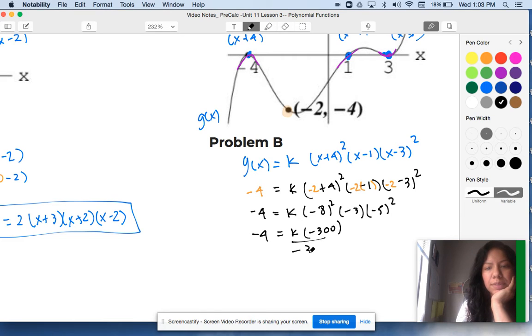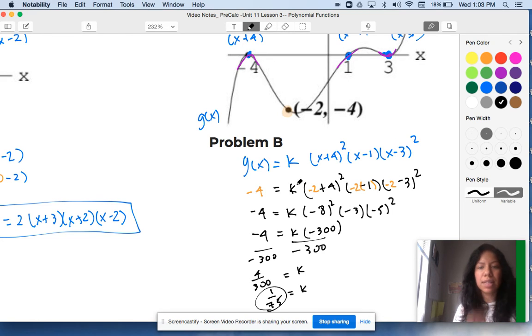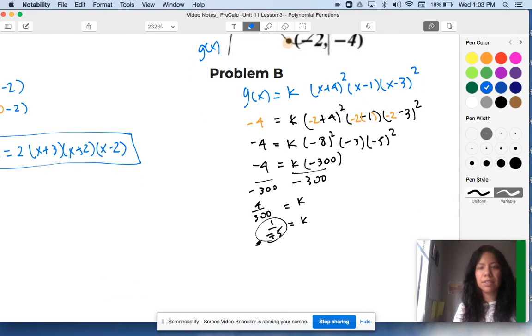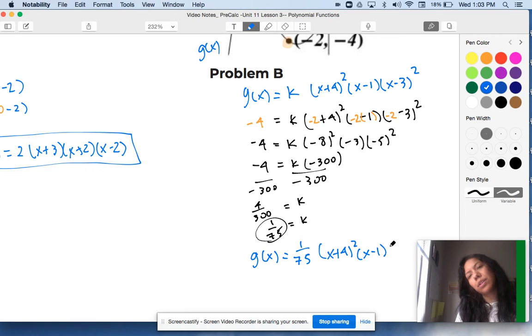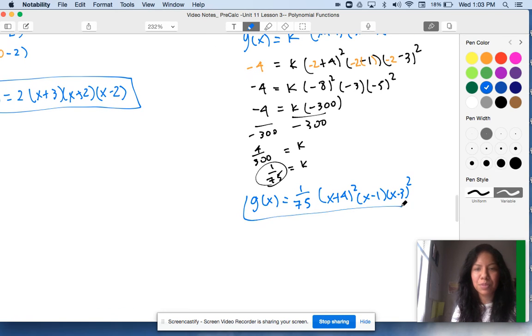Cool. Divide by negative 300, divide by negative 300. k is going to equal 4 over 300, which reduces to 1 over 75. And so that's our k value. So our final answer is going to be g of x equals 1 over 75 times x plus 4 squared times x minus 1 times x minus 3 squared. Yay! Okay, cool. Beautiful. All right, so that's all you need to know.